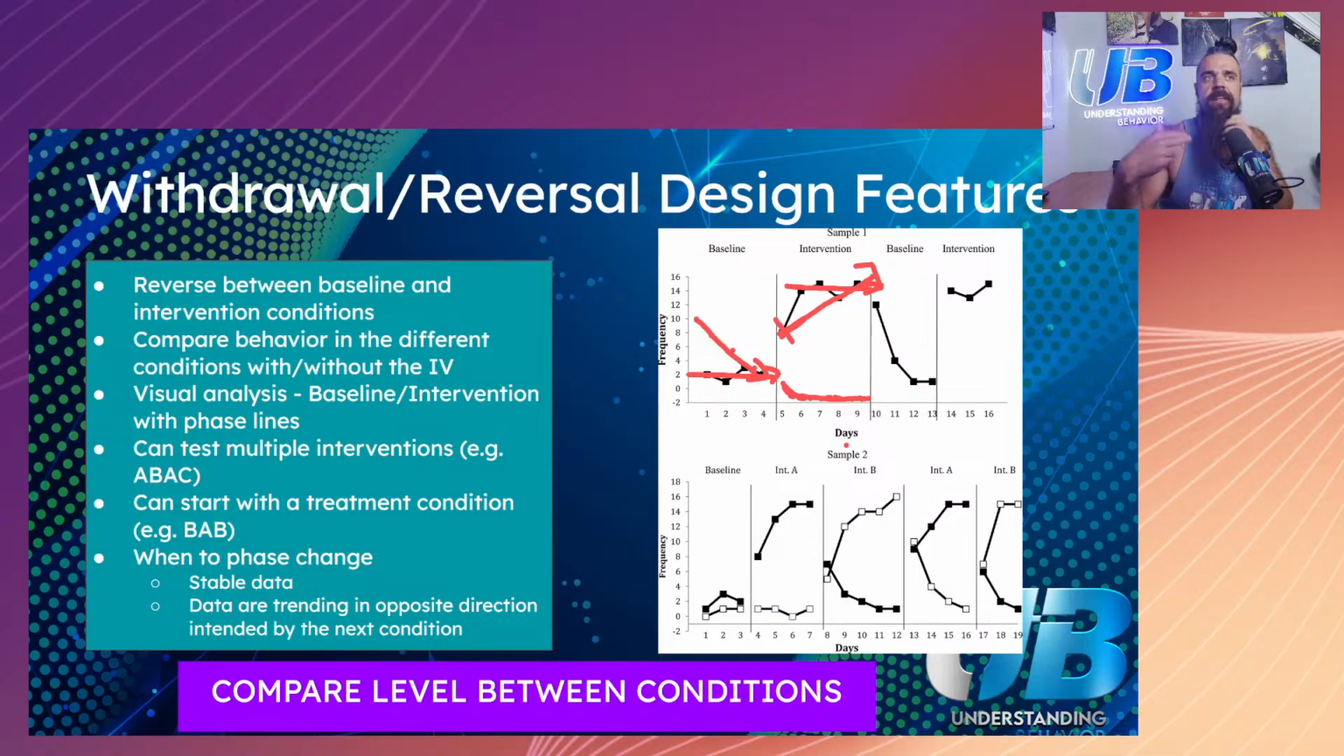So in terms of experimental control, if we change the trend and the level of the behavior, then it shows that our intervention had a very clear effect.